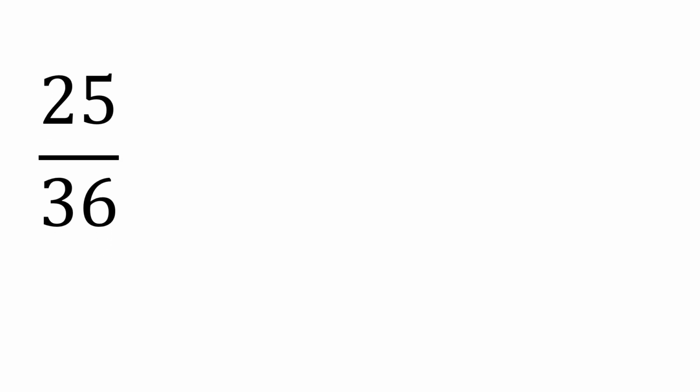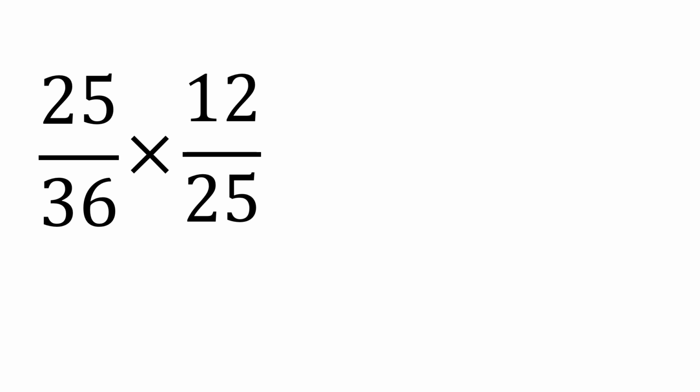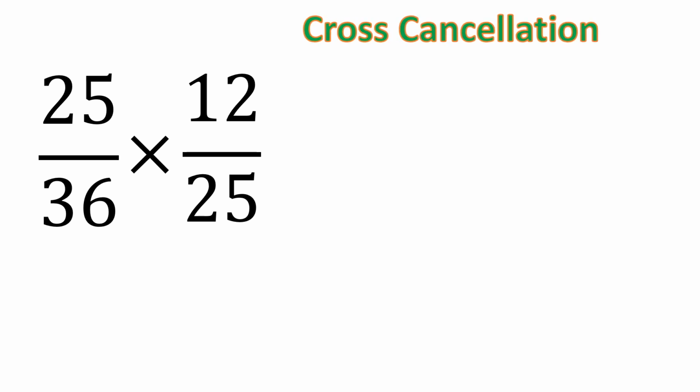Now how about this example? 25 over 36 times 12 over 25. It takes a lot of time to multiply these two-digit numbers, and much more with reducing the product to its lowest term. But we have a shorter method of solving this. We call it cross cancellation.